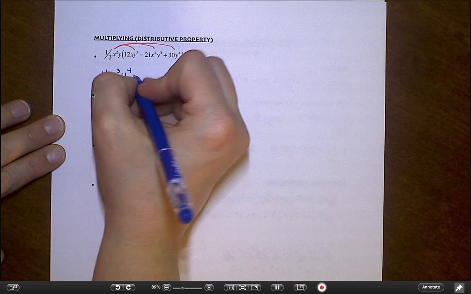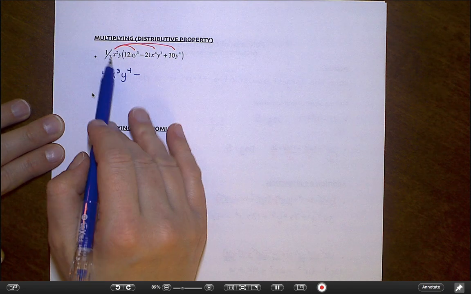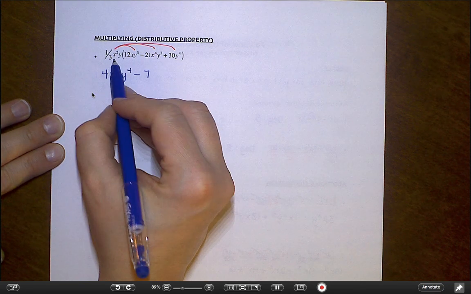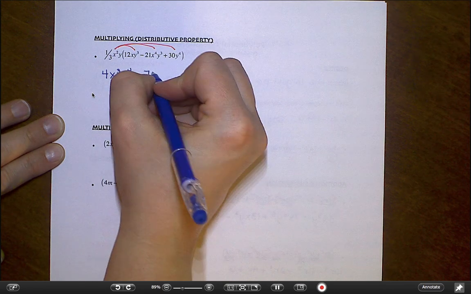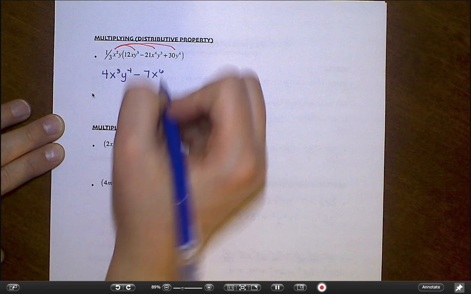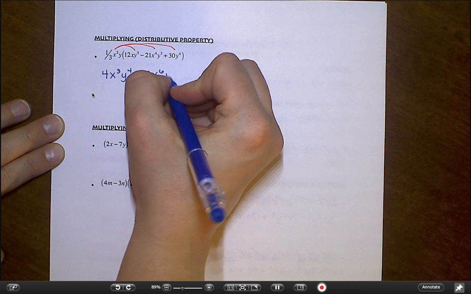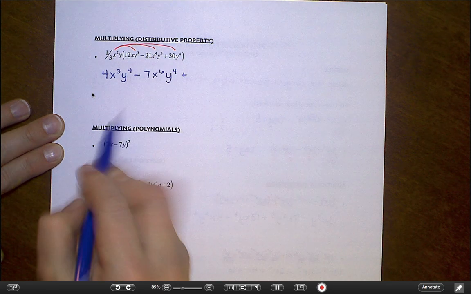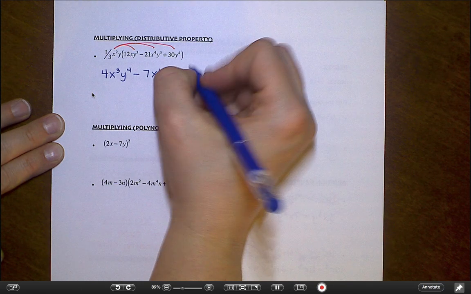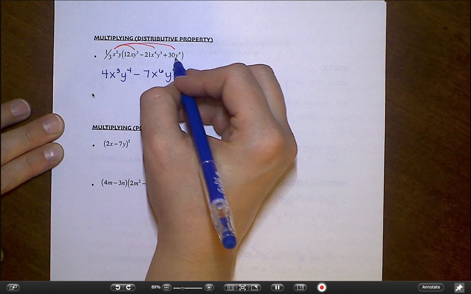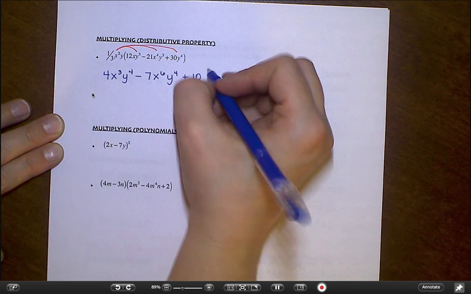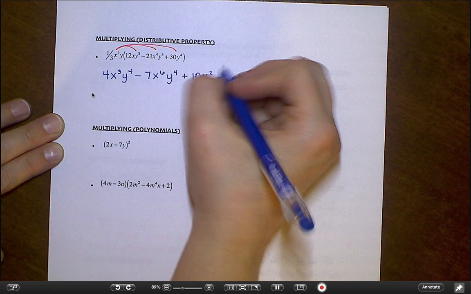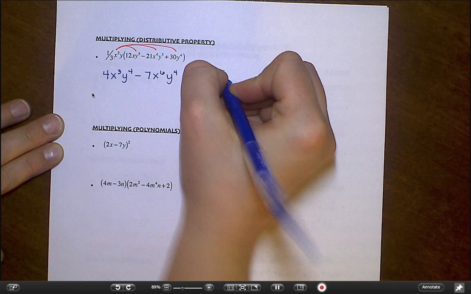Okay, next one, minus 1/3 times 21 is 7. X squared times x to the 4th makes x to the 6th. Y times y to the 3rd makes y to the 4th. Plus 1/3 times 30 is 10. I don't have any x's over here, so I just keep the x squared that was in that original term. And then y times y to the 4th is going to leave me with y to the 5th.